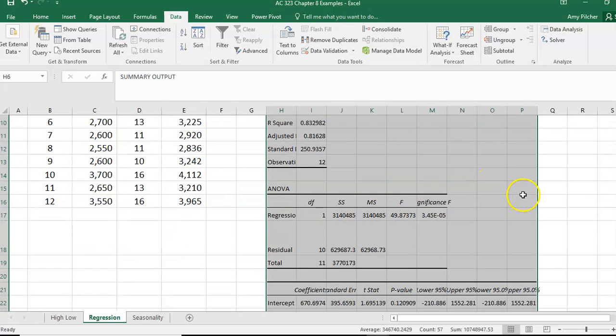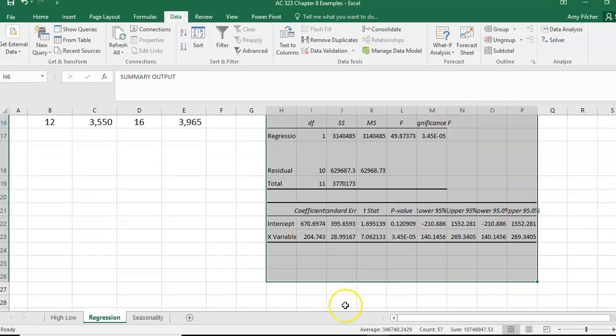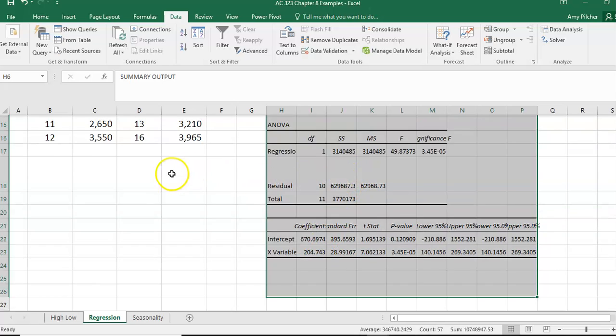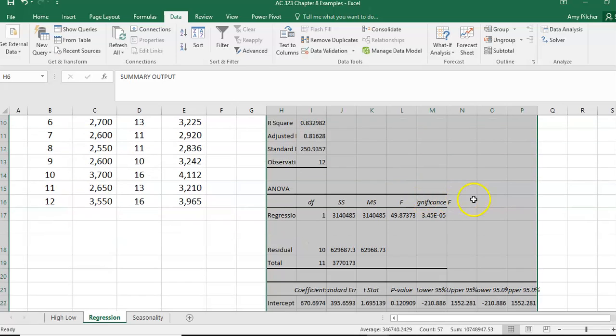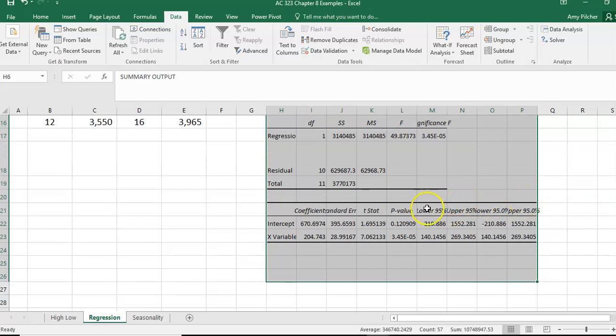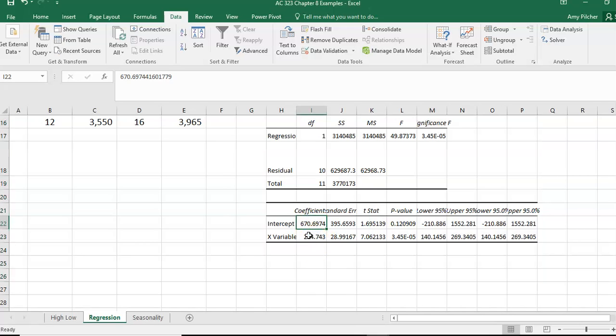This is using external openings. What we see here is this information about the number of observations. We had 12 observations, what our multiple regression and R squared are, the standard deviation, different information. And what we're looking at here is our intercept and our X variable.